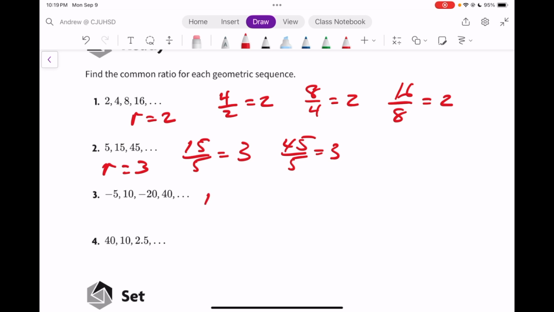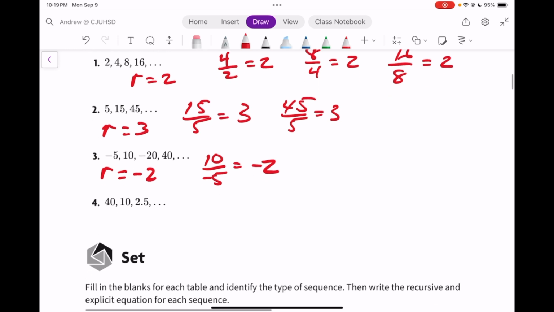Number 3 is going to be a negative number. It's going to be negative 2. That's why the terms are alternating between negative and positive. Right? Did you notice that? Negative, positive, as you go along. So the ratio here is negative 2.